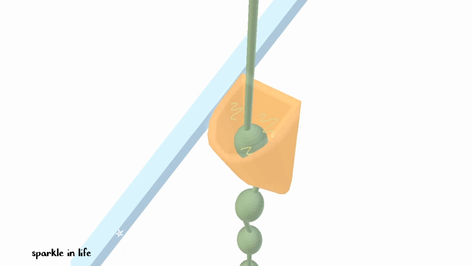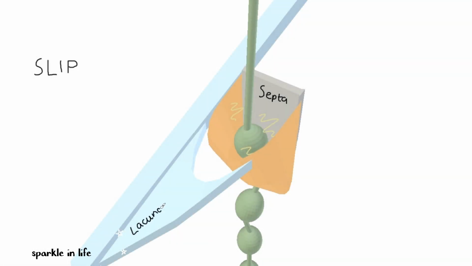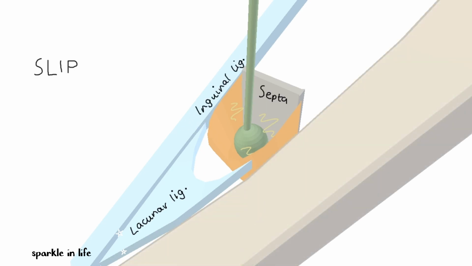The entrance to the canal, the open portion up top, is called the femoral ring. And we can remember its boundaries with the mnemonic SLIP. Lateral, we've got the medial septa of the femoral sheath. Medial, we have the lacunar ligament. Anterior, the inguinal ligament. And posterior, lying flush with the pubic bone, we have the pectineal ligament.